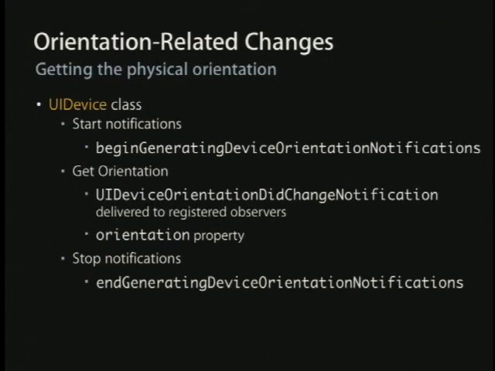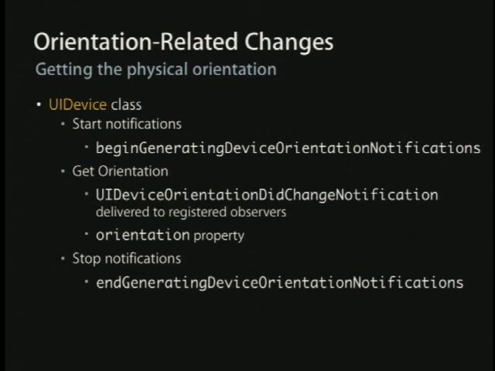So let's get the physical device orientation, right? That's the way the user is actually holding their phone. You do that using the UI device class. You usually want to start notifications by calling begin generating device orientation notifications. Again, we've got these nice long names, so you have to type a lot, or autocomplete. You can start finding out about these things happening by registering for the UI device orientation did change notification.